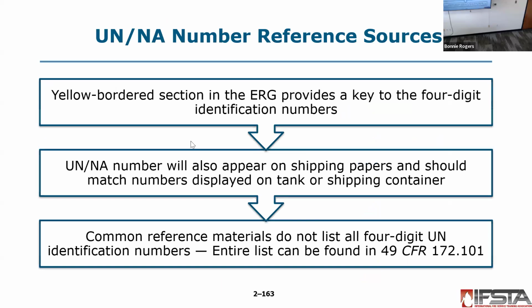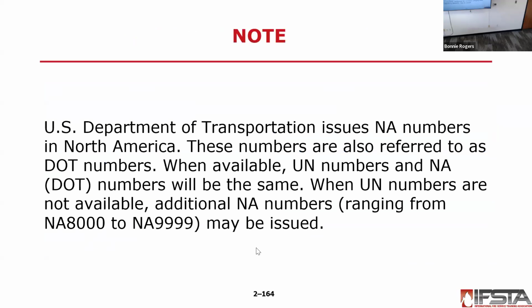All right, so we're starting to get familiar with the ERG. If you want to read all of the stuff, it's 49 CFR 172.101, a little light reading for you. USDOT issues the North American numbers. Those are going to be the same as UN whenever possible. Like we talked about, if a UN number is not available, it will be an 8 or a 9.